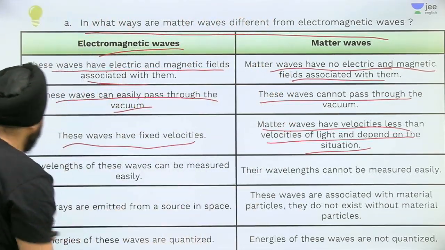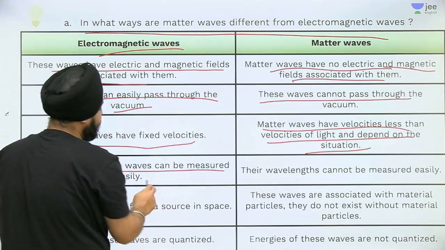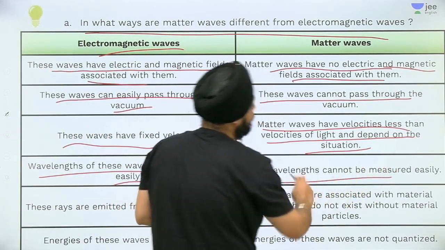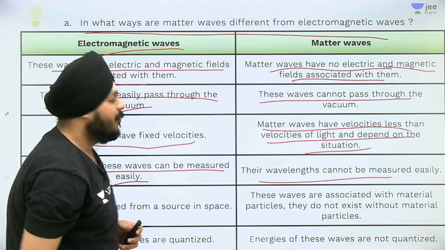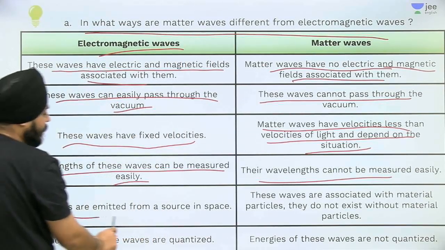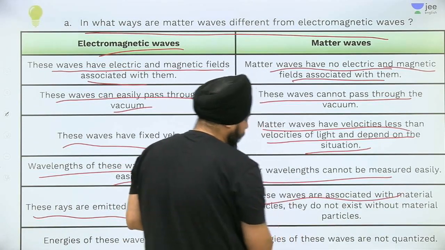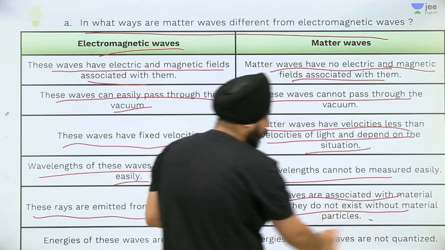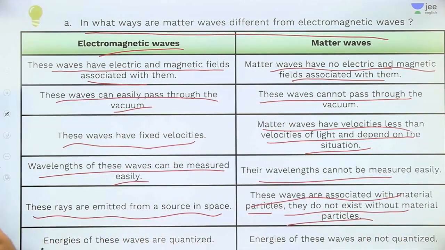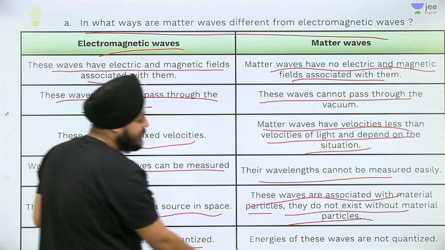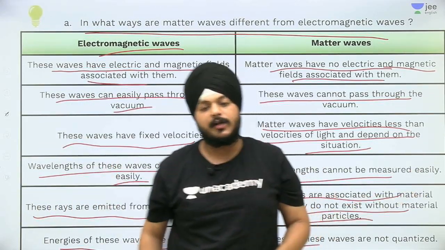Okay guys, next point, the wavelength of EM waves can be measured easily, and the wavelength of the matter waves we can't measure easily. These rays are emitted from a source in space, whereas matter waves are associated with material particles and do not exist without them. And finally, the energy of EM waves is quantized, and here the energy is not quantized.